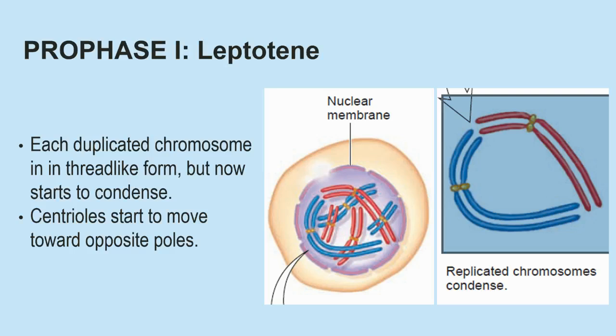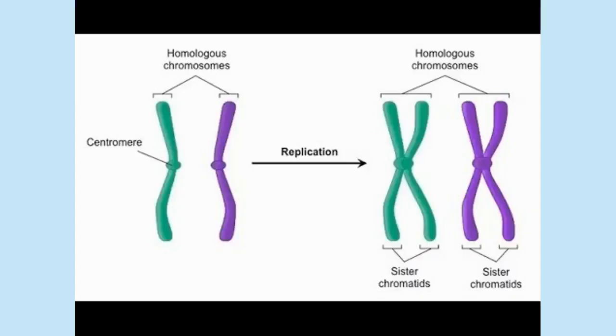The chromosomes become visible under a microscope but are still long and thin, as you can see here on the image. The replicated chromosomes condense na po. So each chromosome consists of two sister chromatids but they are not yet fully paired. Let's proceed to another part of the Prophase I, which is the zygotin.